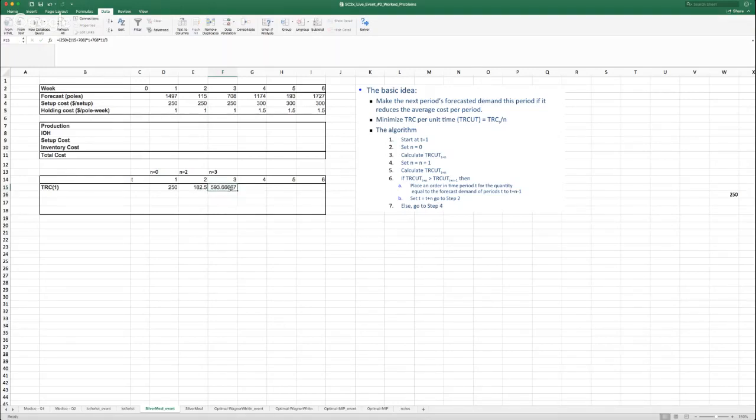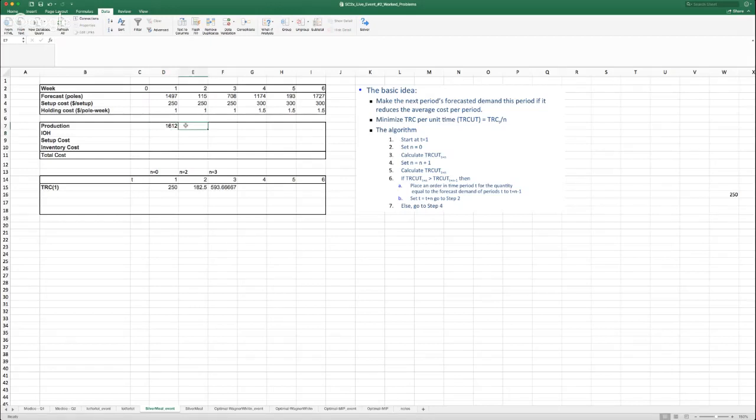Now this number comes out to be greater than 182. So this is where we stop. Now we can use this information to at least fill in the data for the first 2 time periods. What this is saying is that at time period 1, you should produce enough for the first 2 time periods, which is 1497 plus 115. I made an error here. So these are the number of poles that you should manufacture at time period 1.